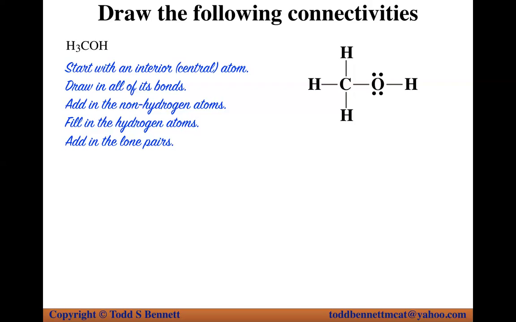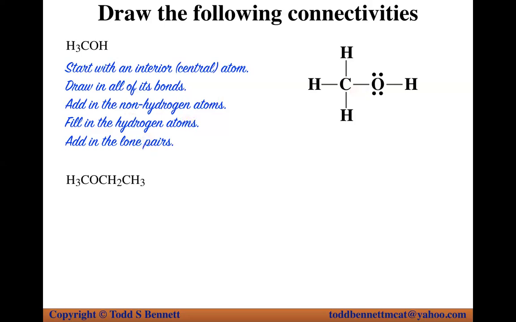Okay, so systematically, start with the central atom, carbon, 4 bonds. Nitrogen would go next, oxygen next, and then hydrogen last, because you want to build from the middle out. So draw the bonds, add the non-hydrogen atoms, then hydrogen atoms, fill in lone pairs, and you've got a structure.